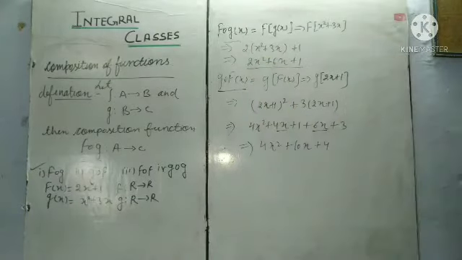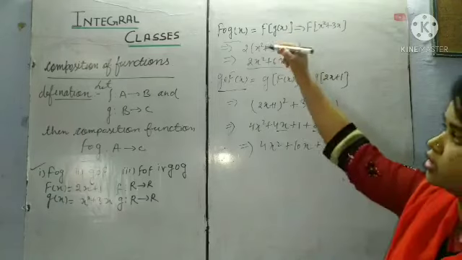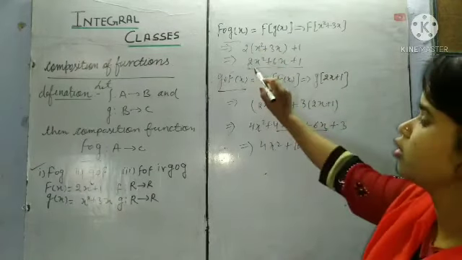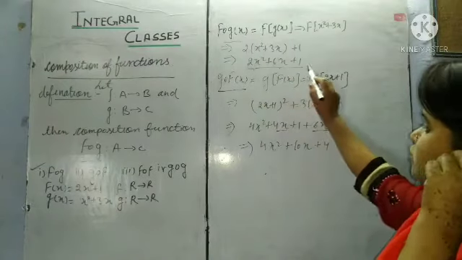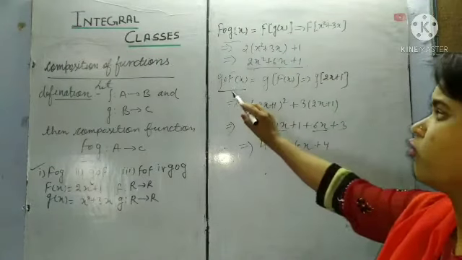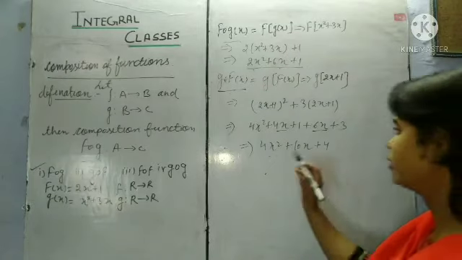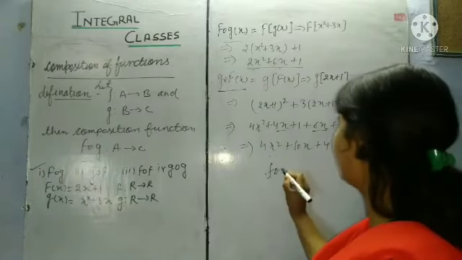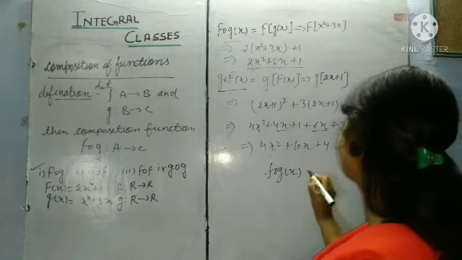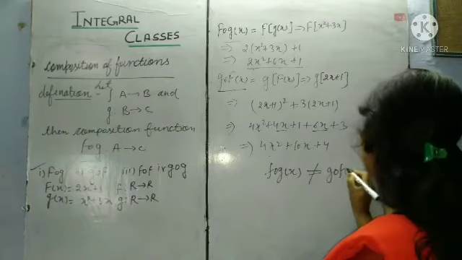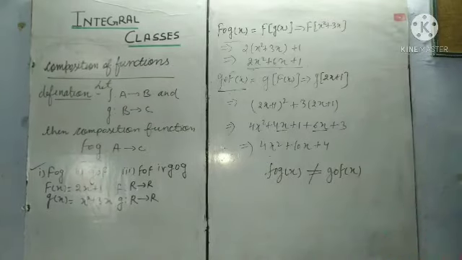So students, as we observe, these two values are not equal. What is the value of fog? 2x² + 6x + 1. And what is the value of gof? 4x² + 10x + 4. It means f(g(x)) is not equal to g(f(x)).